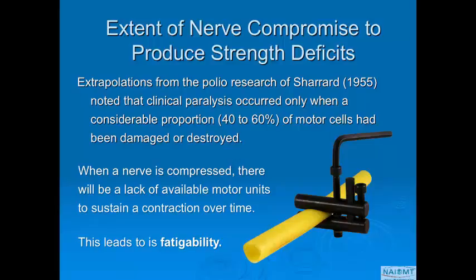When a nerve is compressed, there's a lack of available motor units to sustain that contraction over time. Initially, they may have a strong contraction. However, when the initial motor units fatigue, the patient will be unable to find functioning replacement motor units, and therefore force reproduction will decline. We call this fatigability. Fatigability is a key clinical phenomenon we will focus on in our motor testing.